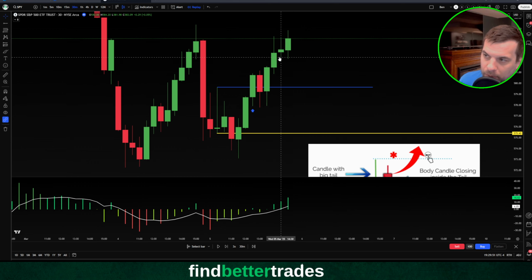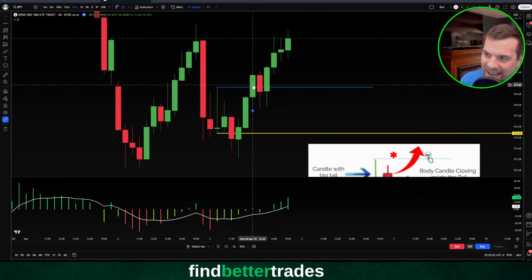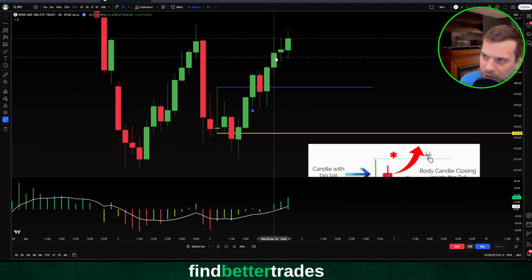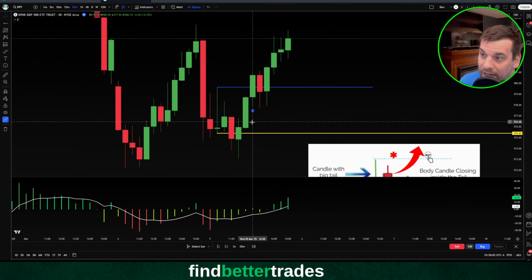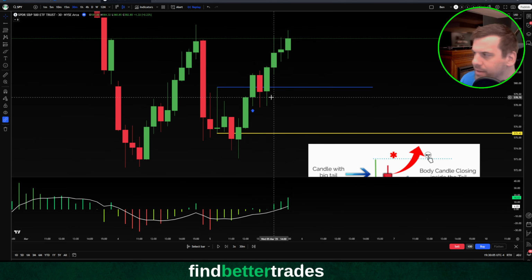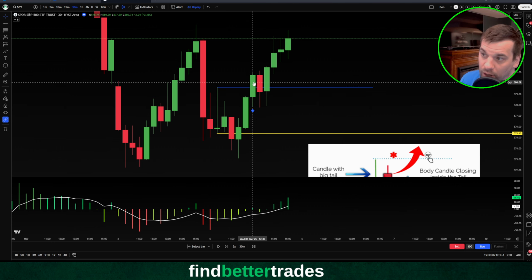And I like to hold them sometimes a little bit too long. But essentially, this is it right here: 1, 2, 3, 4, 5. So you could even get out right here at the close. Right there at the close, and that would have been a really, really quick, really nice trade. That's about a 1-to-1.